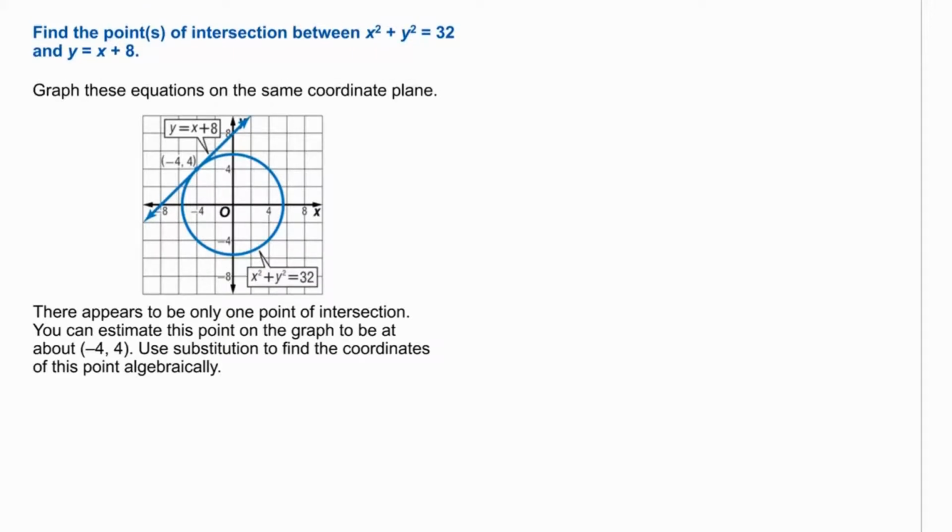Here is asking you to find the intersection between x squared plus y squared equals 32 and the line y equals x plus 8. Just so we can see what that means, I included a graph in this to show that this circle and the line intersect at the point negative 4, 4. But we need to show this algebraically. So we do have a system of two equations. X squared plus y squared equals 32, and y equals x plus 8.